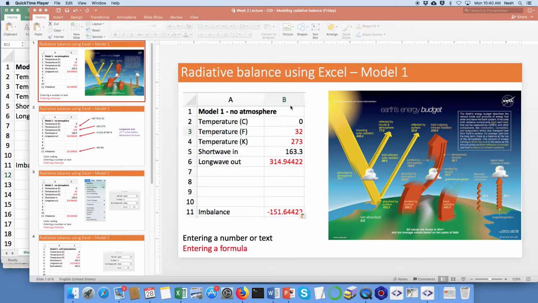So I'll just take you through the basic idea here first, and then we'll get into some of the nuts and bolts. But here's the Earth's energy budget. We can see the shortwave coming in, absorbed by a surface being 163.3 watts per meter squared, and so forth.